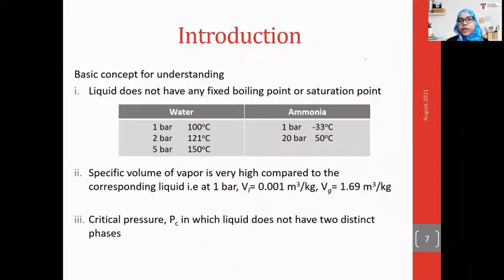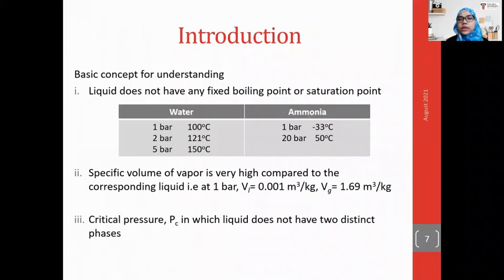So before we proceed to the Clausius-Clapeyron equation, you should understand the basic concept of saturation. A liquid does not have any fixed boiling point or saturation point. For example, for water at 1 bar, the saturation temperature is 100 degrees Celsius. But if we increase to 2 bar, the saturation temperature will increase a bit. The same goes for 5 bar and so on.